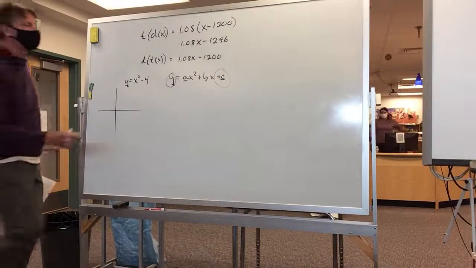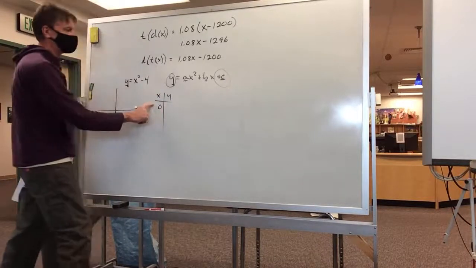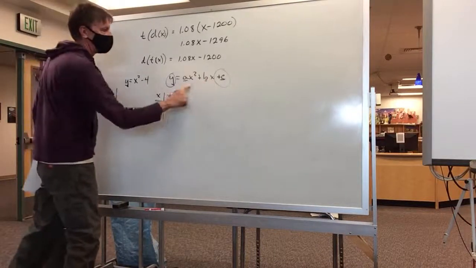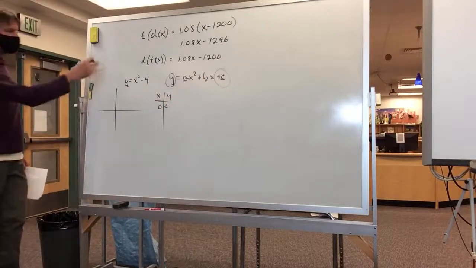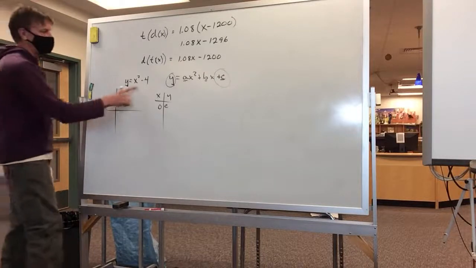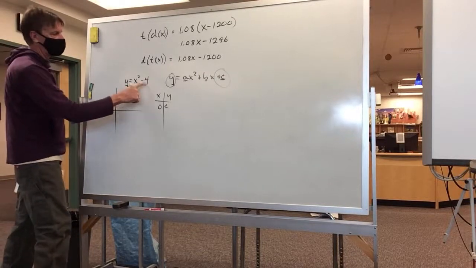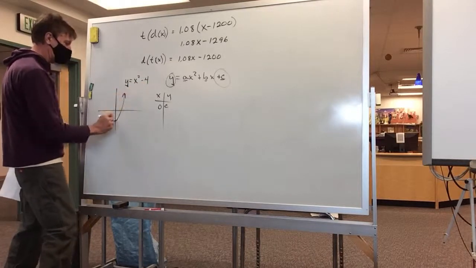So in other words, if you took a table of values and you put x is equal to 0 in this equation, whatever c is what you get for your y value. So that's going to be the vertex, that's going to be the y-intercept. So there's no left-right shift. That's the y-intercept. And the thing opens up.